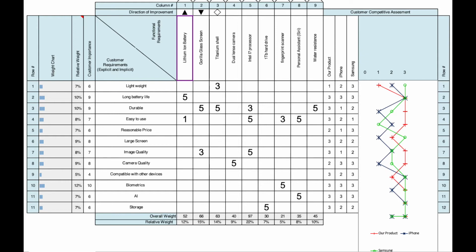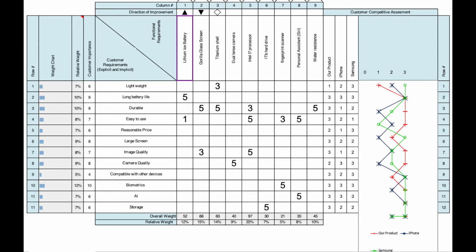As you see on the screen now, we decided to go with 10 customer requirements that we thought were the most sufficient to help us create a cell phone. They were lightweight, long battery life, durable, easy to use, a reasonable price, a large enough screen, the image quality, the camera quality, compatible with other devices, biometrics, so anything to do with security, thumbprints, retinal scans, AI or artificial intelligence to assist us in our everyday life, and storage.